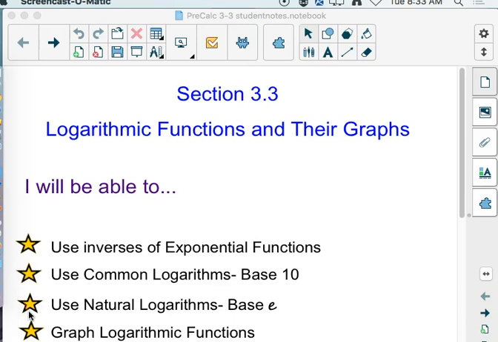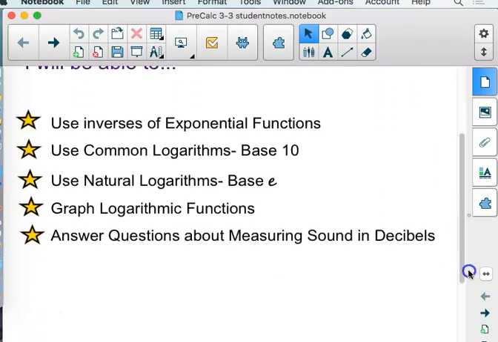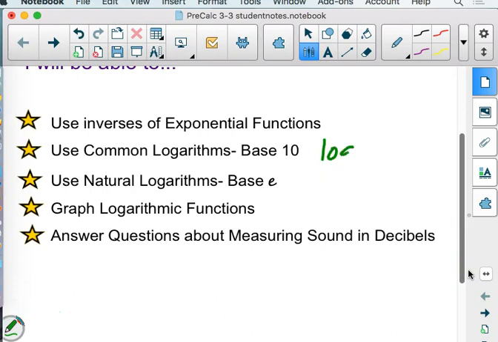Use common logarithms. Common logarithm is base 10. And that is the one on your calculator that just says LOG. And it doesn't have a base on it. And that's because when it's not there, we are supposed to assume that it's a 10. Just like when you say x, you really mean 1x, but the 1 is not there. Then natural logarithms, that's our logarithm base e, ln, and that's the same thing as logarithm base e. Graph logarithmic functions, that's tomorrow. Answer questions about measuring sound in decibels, that's tomorrow.